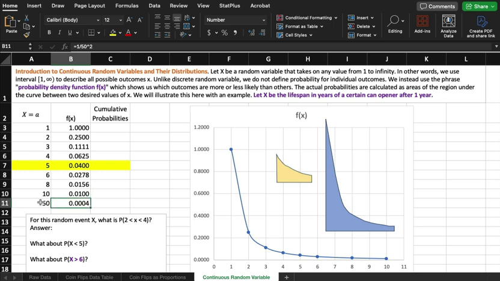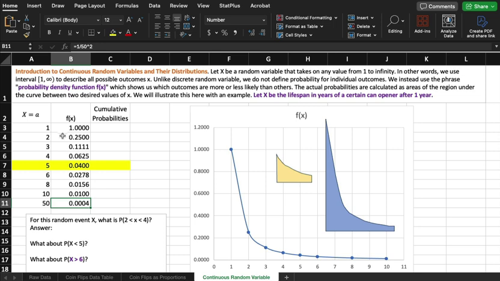And F of 50, because I went all the way out to 50, I was curious what the actual little f value would be for that, and it's 0.0004. So make sure you have enough zeros on that decimal. It's 0.0004.